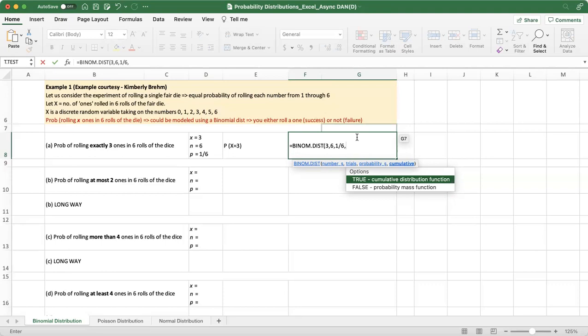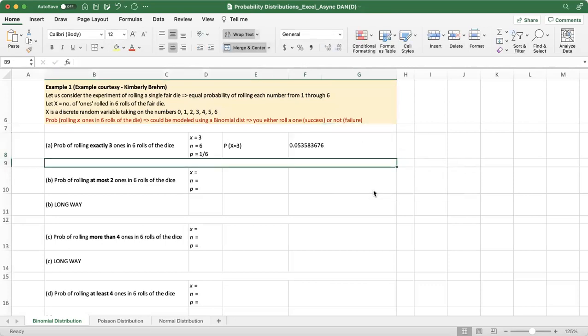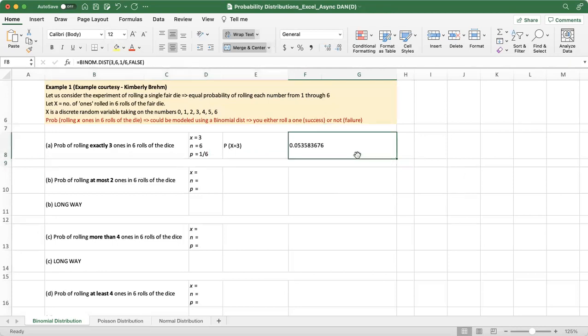But right now, for this question, we don't need cumulative probability, but rather what we want is our probability mass, or the particular probability at a certain given point. So I only want exactly 3 ones. I don't want the cumulative probability. So I'm going to say false and enter. And that's the answer. Probability of rolling exactly 3 ones is 0.0535.